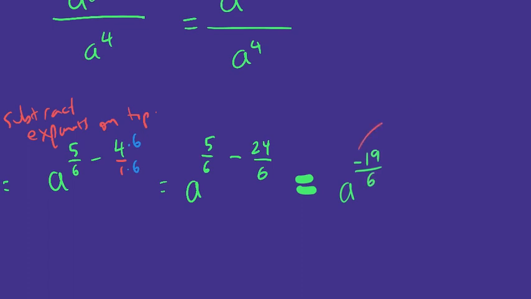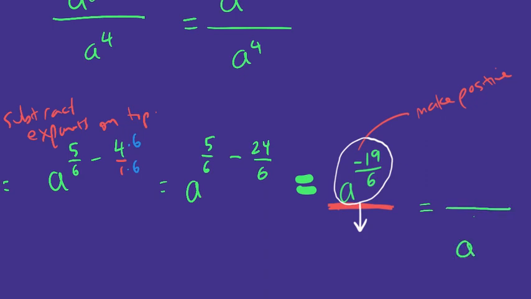And this we've got to make positive. Got that invisible fraction line underneath. Gonna make it positive by taking the base through that fraction line. So now we've got a with a positive exponent, and then since everything on top left, we just throw a 1 there.